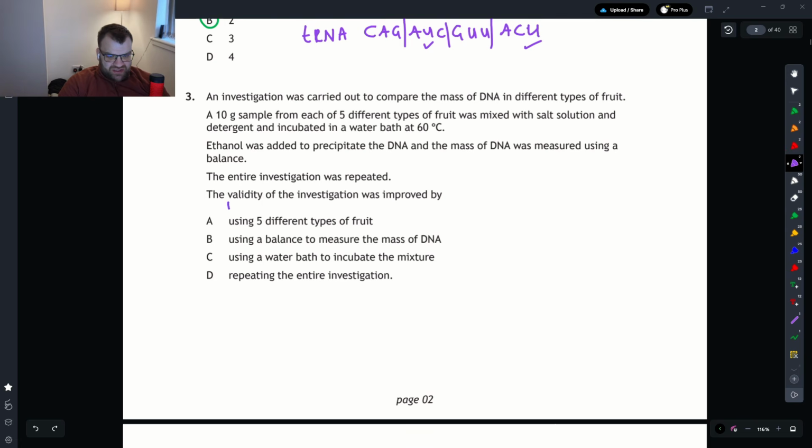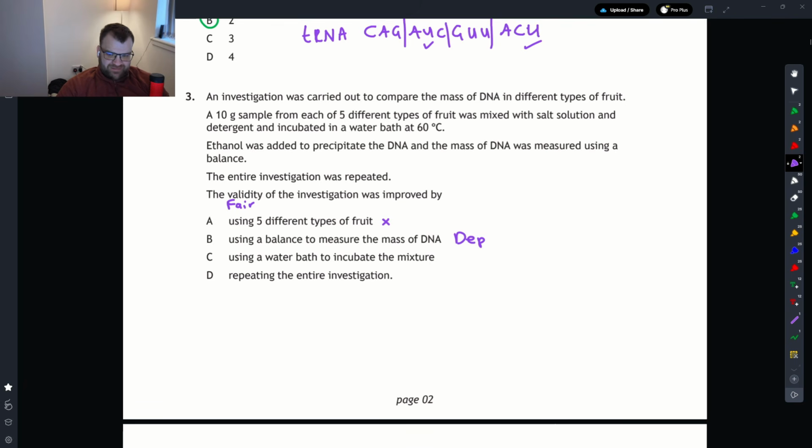This is where we're looking to control all controllable variables. We're trying to make it as fair a test as we can. Well, different fruits isn't going to be making it more valid. Using a balance to measure the mass of the DNA is to do with the outcome at the end. That's what they're measuring. That's the dependent variable. We're not going to be doing that as a fair test.